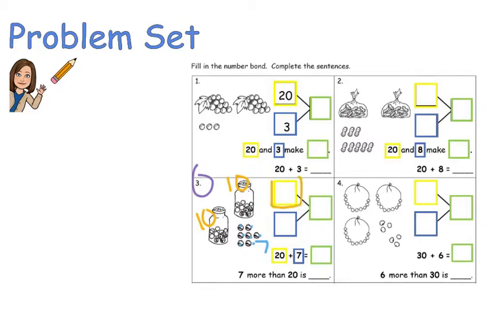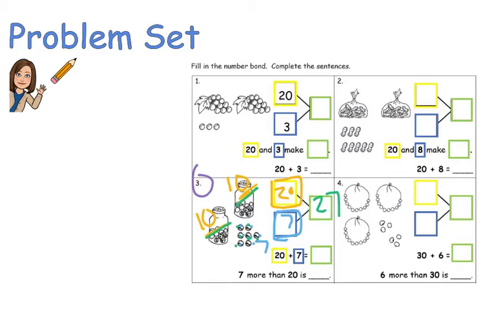So I want you to fill in your yellow and blue part of your number bond. How many? We're going to add the 10s together. How many 10s? 10, 20. And then how many ones are there? Good. Okay. Now we're going to add those two things together. So we're going to count. 10, 20, 21, 22, 23, 24, 25, 26, 27.